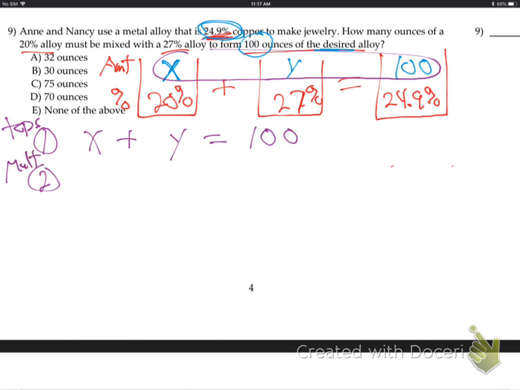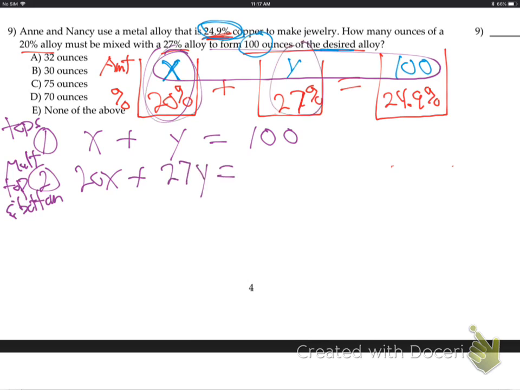Yeah, multiply top and bottom. So top with bottom, 20x. And I don't even need to change the decimal. I don't need to make it 0.20. Remember how we learned that? Because you could just get rid of them all. Here, I'll show you what I mean. 27y, top times bottom, top times bottom, top times bottom.